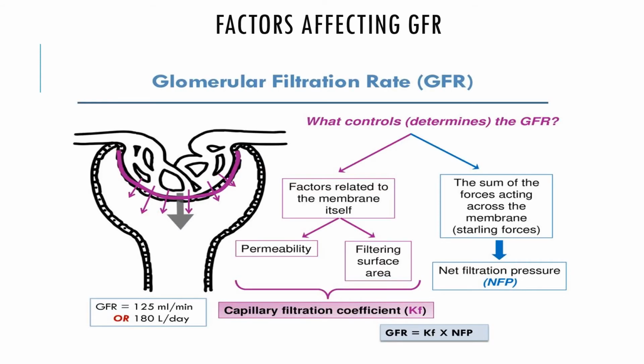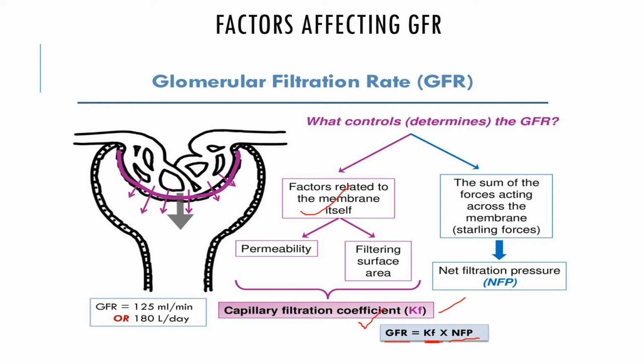Now, factors affecting glomerular filtration rate. From the equation of GFR, we know that filtration depends upon two factors. One is the capillary filtration coefficient, Kf, which is related to the membrane itself. Another is the net filtration force, which is the sum of forces acting across the membrane. So factors related to the membrane itself and the sum of the forces acting across the membrane will determine and affect the glomerular filtration rate.